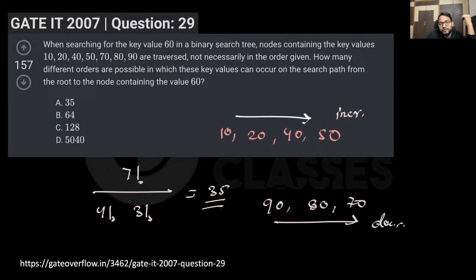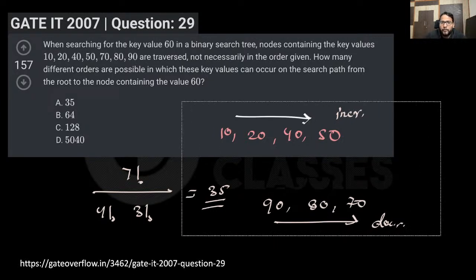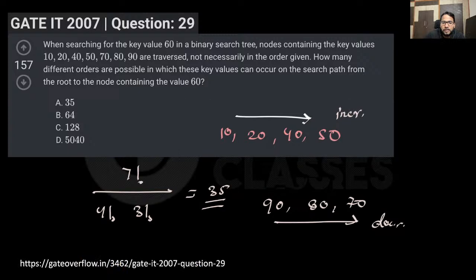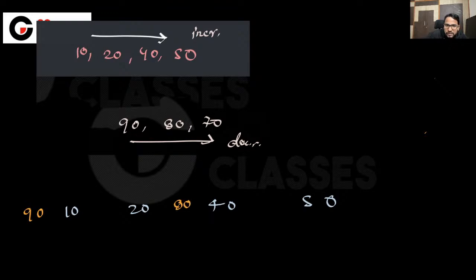So using this method, actually you can calculate these kinds of questions also. Suppose by chance you violate this particular property, or maybe let me just show you that if you just follow this particular property, then what are the sequences that are possible. There are total 35 sequences possible. For example, you can have 10, 20, 40, 50, right? In between, you can inject 90, 80, 70 anywhere, right? You can say this is 90, this is 80, right? This is one of the sequences that is possible.